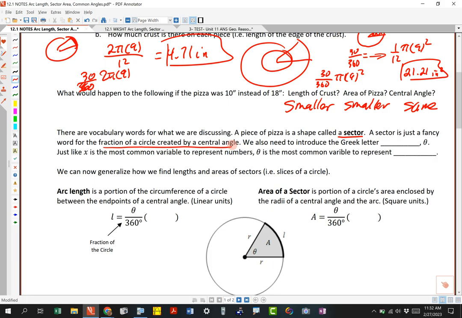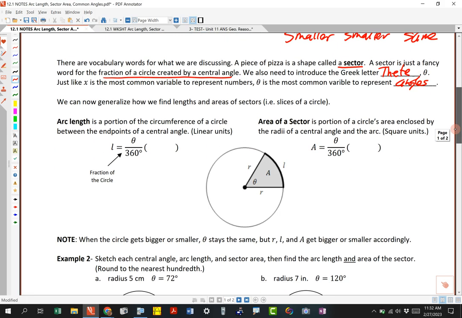And in order to do the problems that we're going to do now and have some notation that's very common, we need to introduce the Greek letter theta, capital Theta, theta. This is the symbol. So x is the most common variable that we use for numbers. Theta is probably the most common variable that we use for angles. So we kind of want to automate and we want to write down a formula for the thinking that we had before so that we can generalize this.